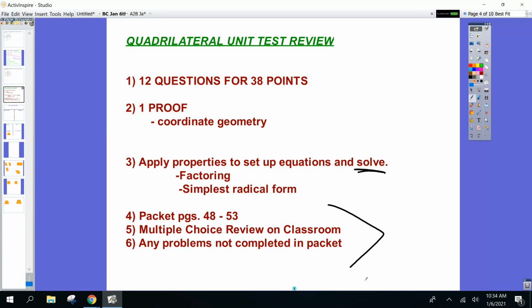You guys already know there's going to be one proof on there. It's going to be coordinate geometry, and it's going to come strong. It's just not going to be, hey, prove to me I'm a parallelogram. It's going to be more than that. So be prepared for that, please.